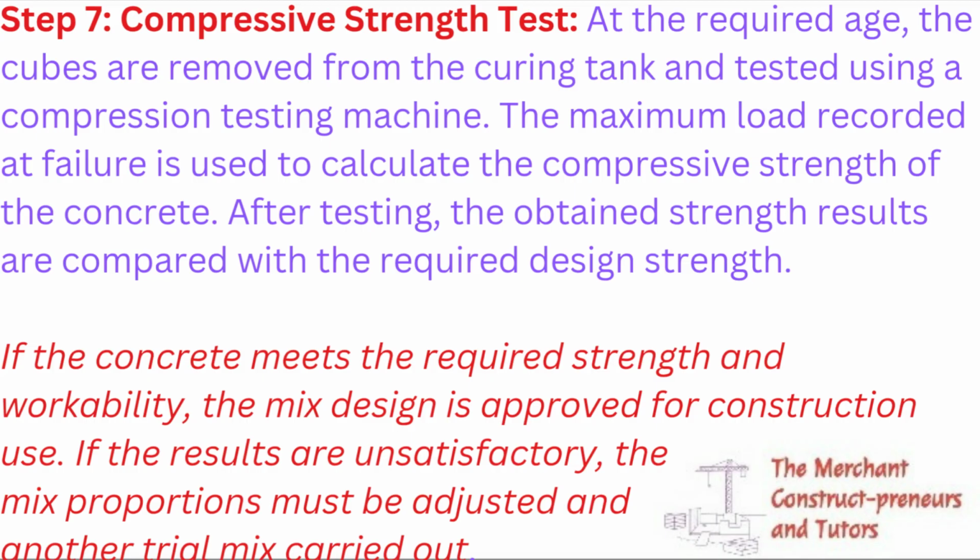So if the concrete meets the required strength and workability, the mix design is approved for construction. If the results are unsatisfactory, the mix proportions must be adjusted and another trial mix carried out. Just like I said, if the trial mix does not meet the requirements, you have to do another one.